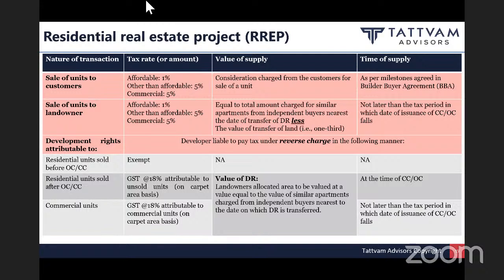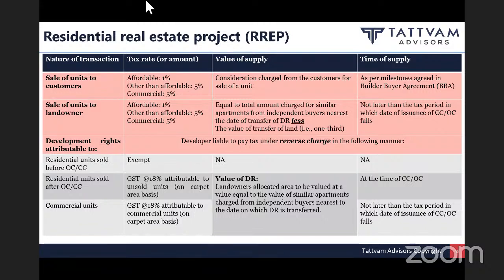The third transaction is transfer of development rights from landowner to developer. No tax in the hands of landowner. We have already discussed there cannot be any tax liability in the hands of landowner for transfer of development rights. Fourth, whether there is an RCM, reverse charge liability, on the developer on this receipt of development rights.